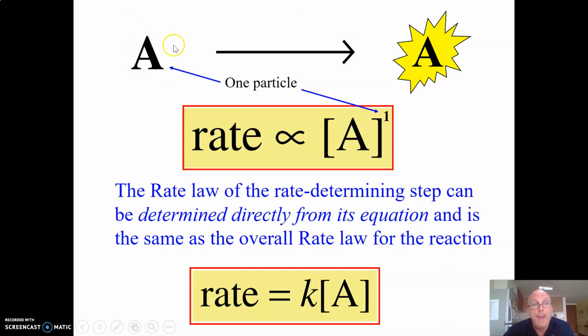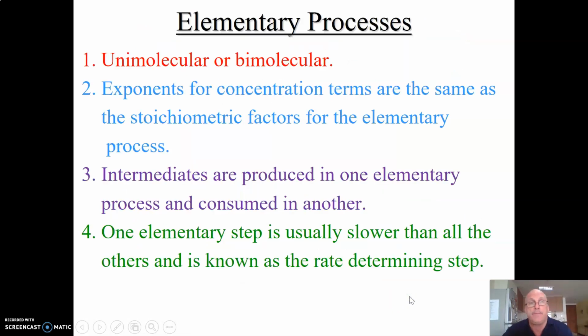And you can see there's one particle involved, so I can put a 1 there, okay? And here's the rate law, and you can see that if there's one particle there, there has to be a 1 there, okay? They are matched there. The rate law for the RDS, rate determining step, is the same as the overall rate law, and you'll see that again now in another example, okay?